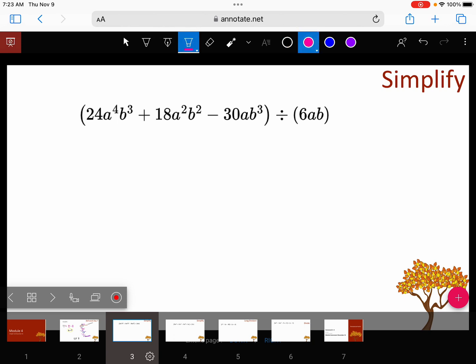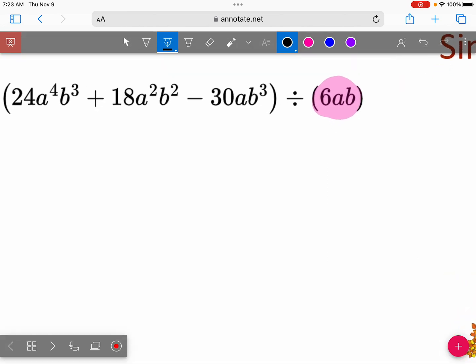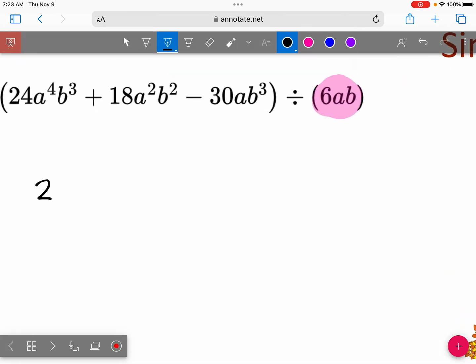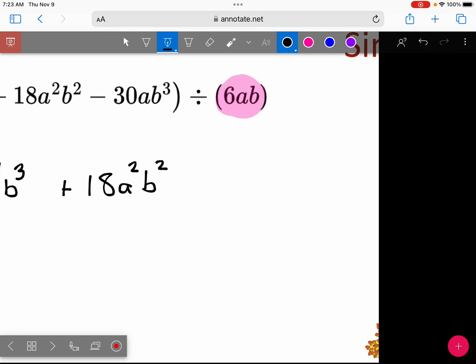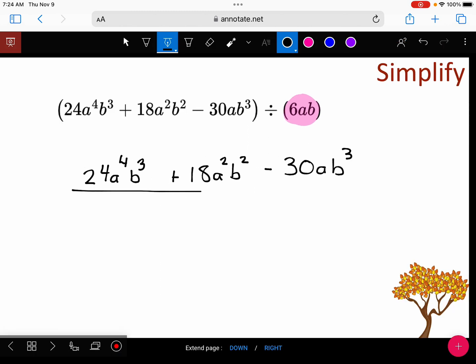Since we are dividing by a monomial, a single piece, I'm going to rewrite this as a fraction. So I'm going to write this as 24a to the 4th b cubed plus 18a squared b squared minus 30ab cubed, all over 6ab.